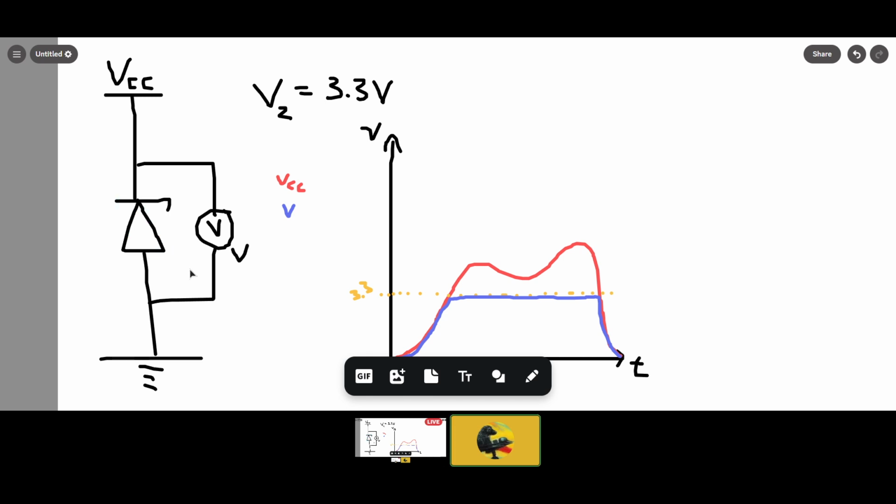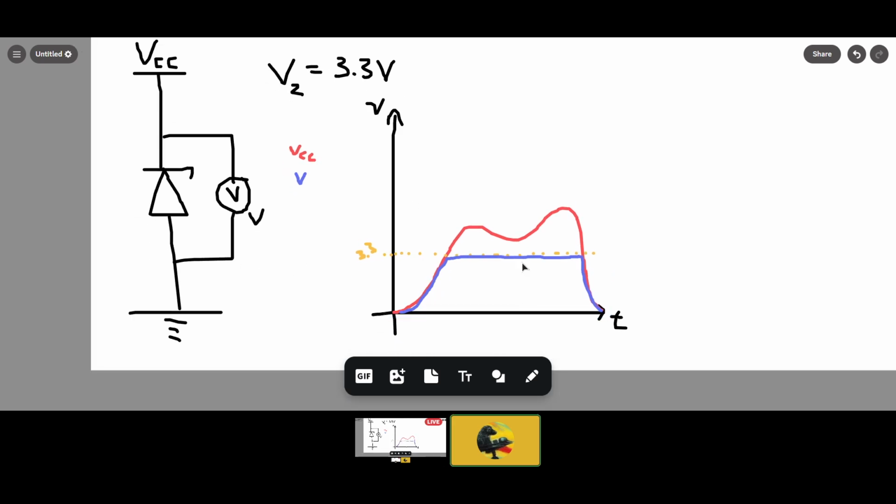But due to the nature of the zener diode, and since its breakdown voltage is so small in normal zener diode cases, this is a closed circuit. So what's the point? What's the point of the zener diode? The point is illustrated in this graph.